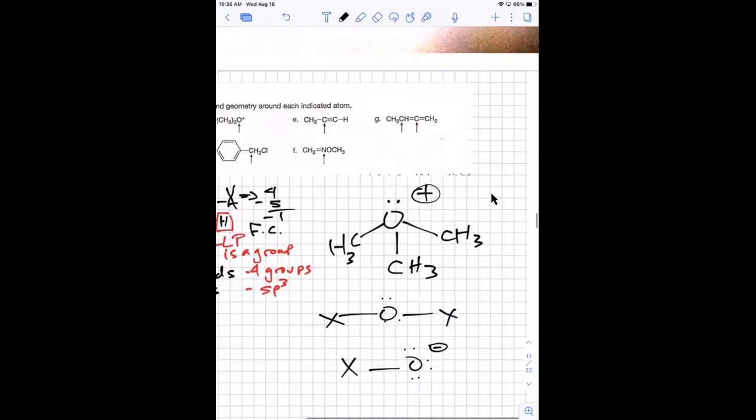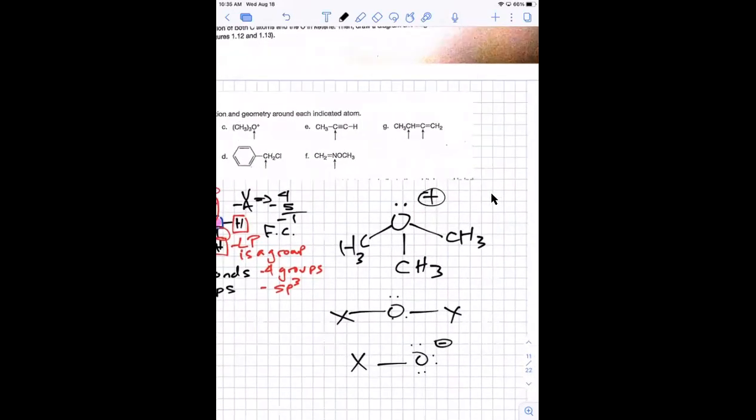What's our method for figuring formal charge out? Valence electrons minus formal charge. Valence minus actual, is that right? What's the valence for oxygen, based on the periodic table? It's 6. It's in group 6, right?